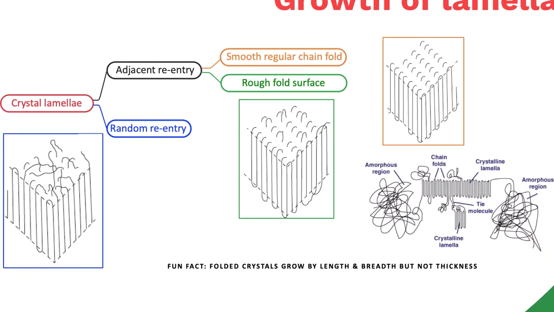Crystal lamella can grow through adjacent reentry or random reentry, which I've described in the recording for Introduction to Polymers, introducing to you the switchboard reentry model. So once you have random reentry, the tendency for amorphous regions to form would be higher. For adjacent reentry, you have a smooth, regular chain fold or a rough fold surface.